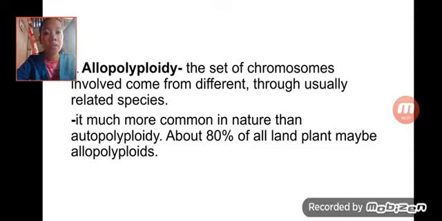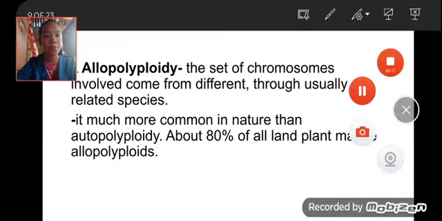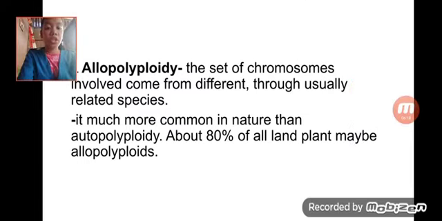Next, we have the allopolyploidy. The sets of chromosomes involved come from different, though usually related, species. It's much more common in nature than autopolyploidy. About 80% of all land plants may be allopolyploids. This situation can arise if two different species interbreed to produce an organism with one haploid set of each parent's chromosomes, and then both chromosome sets are doubled. So it has many chromosomes from others.